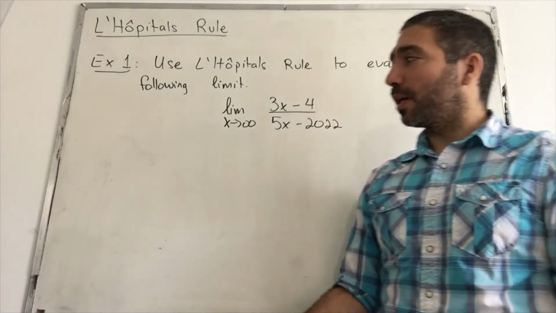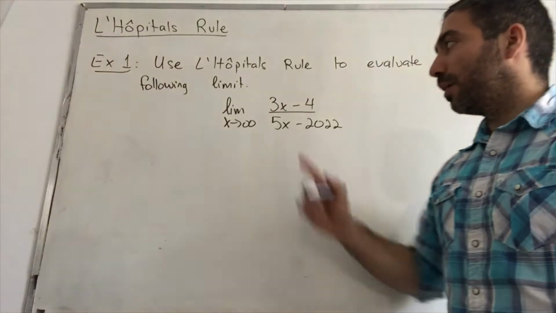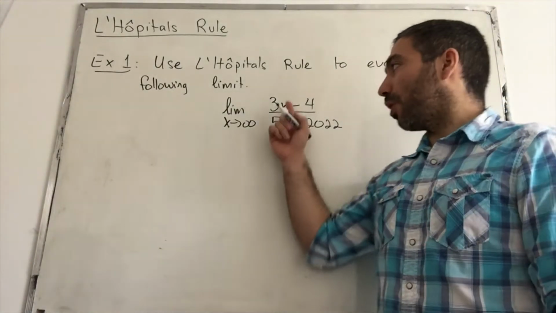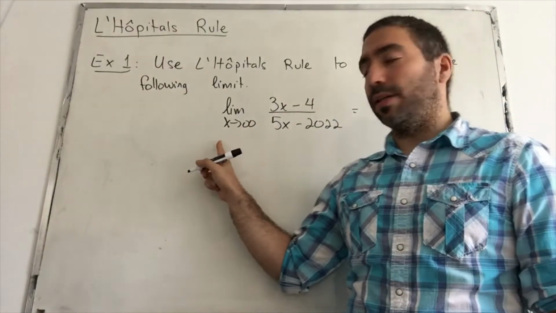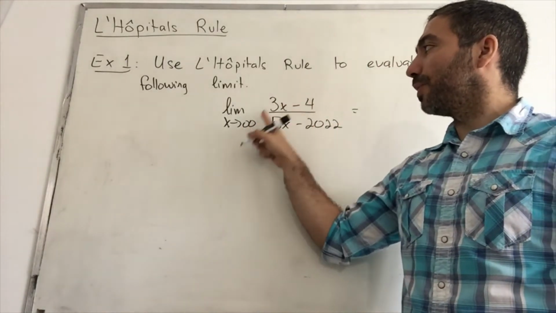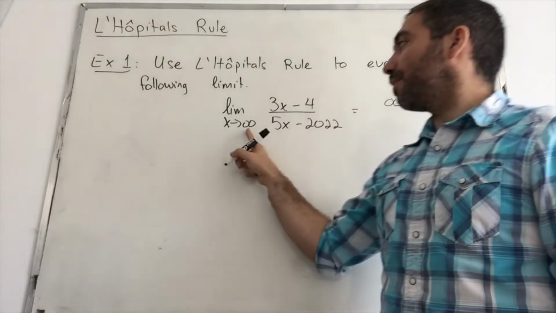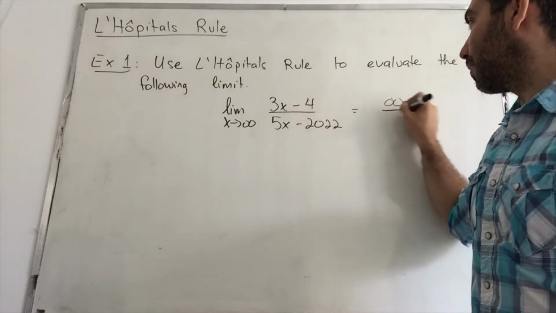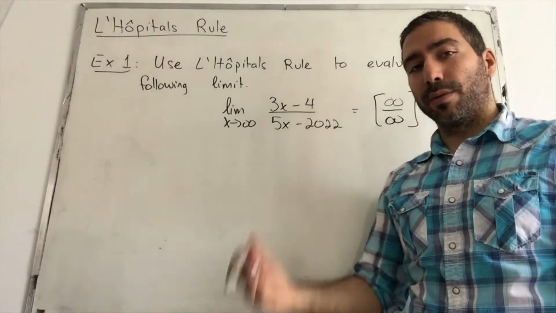Okay. So what L'Hopital's rule is saying is if you have an indeterminate form, 0 over 0 or infinity over infinity, then you could take the derivative of the top and the bottom individually. So we start off by substituting the x value into our numerator. So 3 times infinity minus 4, that's infinity. And 5 times infinity minus 2022 is still infinity. So we got the indeterminate form infinity over infinity. So we could apply L'Hopital's rule.